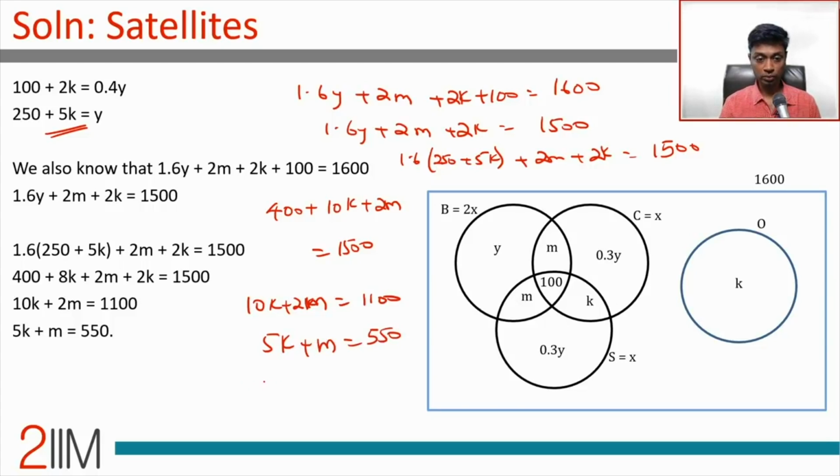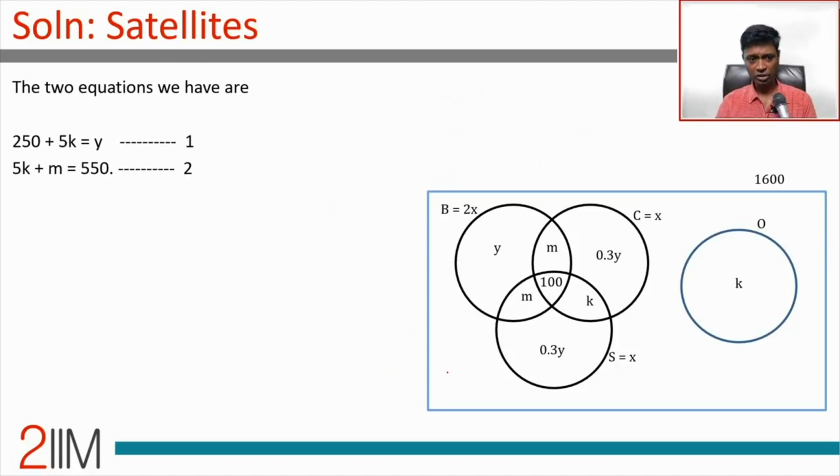We already know that 250 plus 5K equals Y. We know 5K plus M equals 550. Fine, wonderful. So we can get a link between M and Y also. We have a link between K and M, K and Y, and M and Y. So let's put these in. I'm going to capture these two as equations. 250 plus 5K is Y. 5K plus M is 550.